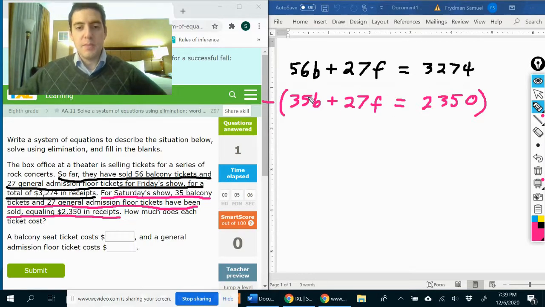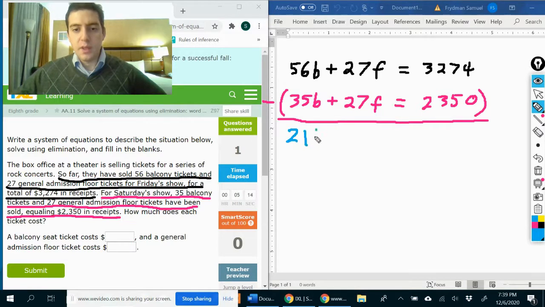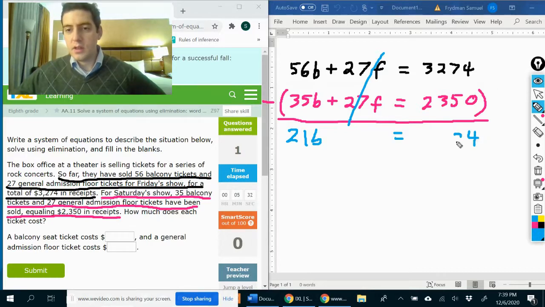So 56B minus 35B is going to be, I changed colors here just for the fun of it, 21B. And then 27F minus 27F is 0F, or just 0, but we don't have to write 21B plus 0 because that's still just 21B. So let's just cross that out there. Equals, and then we'll subtract these. Okay. Oh, can't take 3 away from 2. Borrow from the 3. 12 minus 3 is 9, and then 2 minus 2 is nothing. Okay, so we have 21B equals 924.